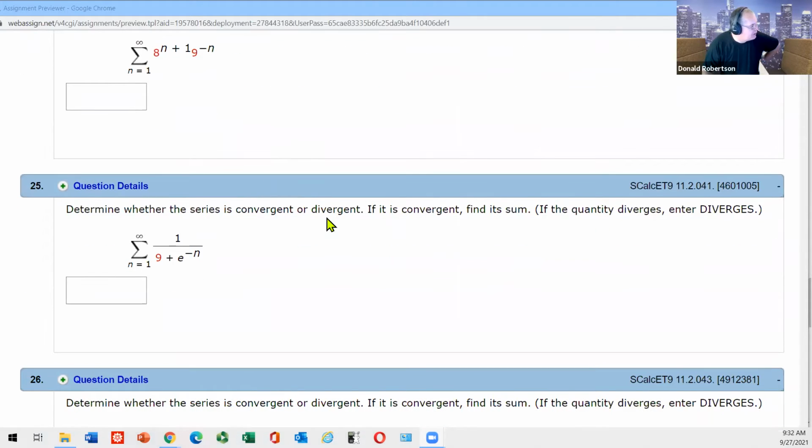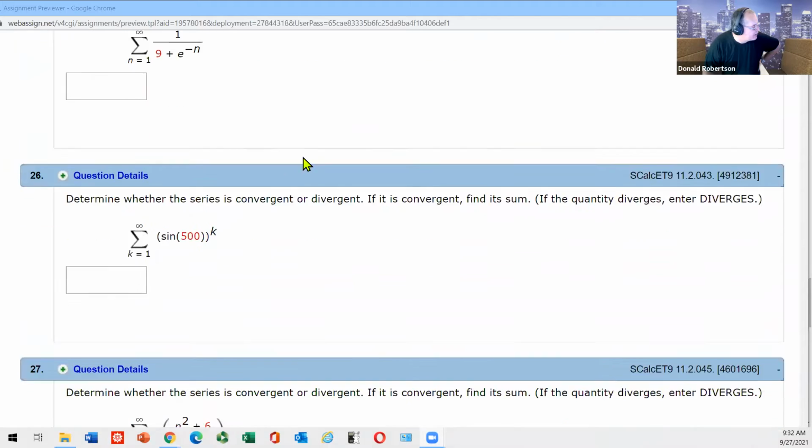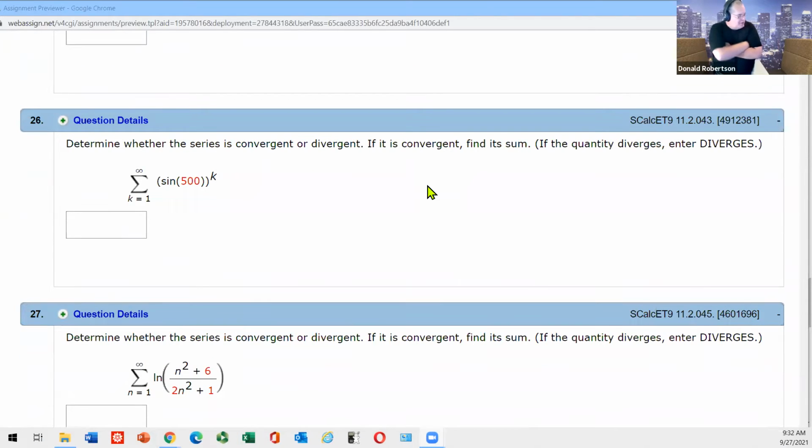Okay, 25 has nothing to do with that guy. Here is a sneaky one. 26 is a geometric series. I know they didn't tell you, but it is. What is the common ratio? What number is the common ratio in question 26? Sine of 500. Right. And I do not know what the sine of 500 is. I can find it out in a second from now, but I do know something. Isn't it definitely between 1 and -1 because the sine of everybody is? So won't that one converge?